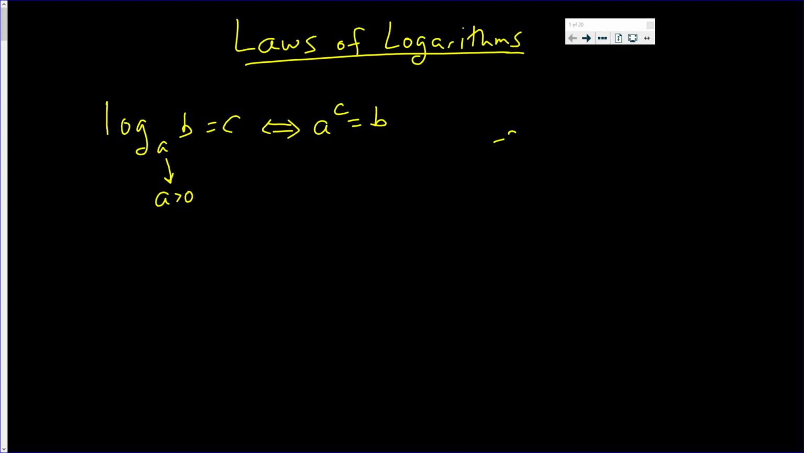Now, if A were negative, like -3, what would it mean for -3 raised to the square root of 31? Or -3 raised to the 0.378? Or -3 raised to the pi? Or -3 raised to the -1.8.